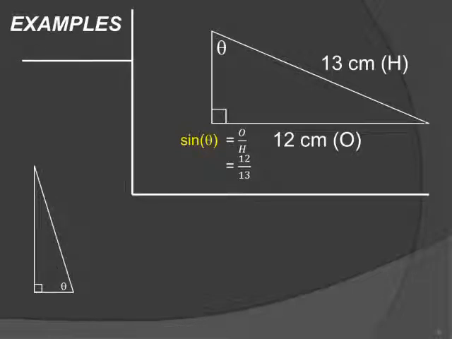Here we have another triangle. We have 20 metres and 32 metres marked in on them. The O is the 20 metres, the 32 metres is the H. So sine of theta is 20 over 32. And in this case, we can simplify that as 5/8.